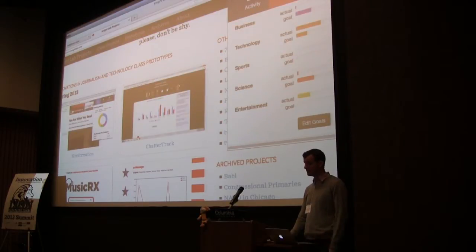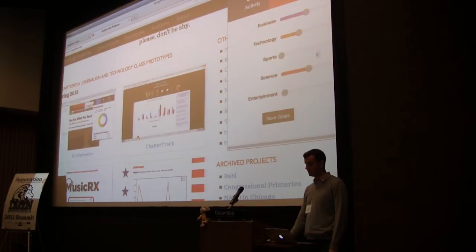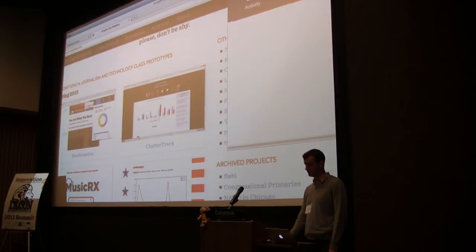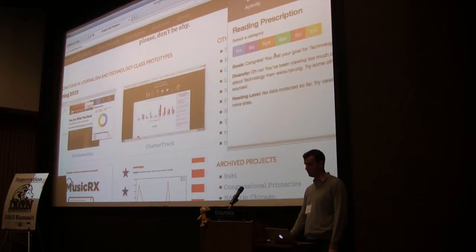The other aspect of this is it lets you set goals. So I can say, I want to read more business. I want to read more technology, 0 sport, 0 entertainment, and a little bit of science. I can save those and go to prescription. And ideally, this will tell me what to read. So about technology, what should I read? We're not sure yet. Sports. Shoot. So again, experimental.